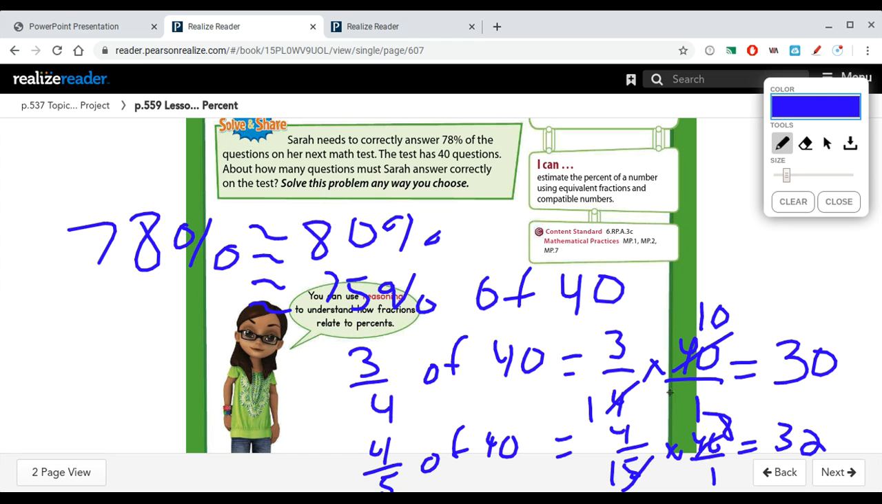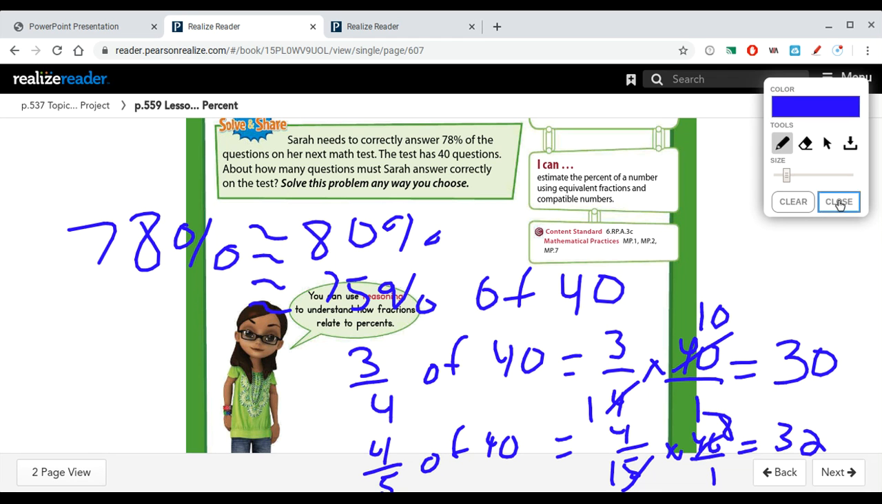So in this case, I didn't use compatible numbers for 40. I left 40 alone, but I went ahead and rounded my 78% to a compatible number. So 75 would be a compatible number, and 80% would be rounding to the nearest 10 place value.